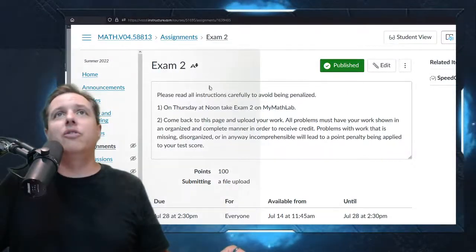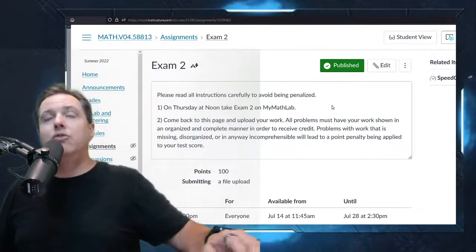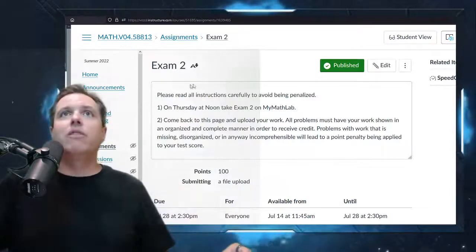I'll remind everyone on Thursday, but just make sure you're prepared to do that, whether that's having a phone you can use to take pictures or a printer you can scan with, or whatever it is that you want to do.